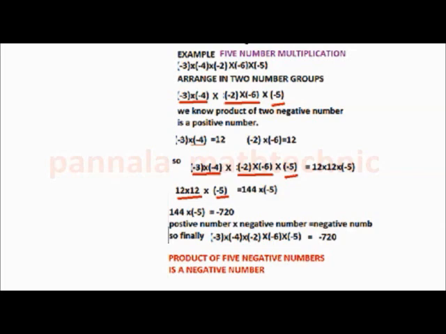Now 12 multiplied by 12 multiplied with minus 5. So now 144 multiplied with minus 5. It is a positive number multiplied with a negative number. So it becomes minus 720. We know that a positive number multiplied by a negative number results in a negative number. So the product of 5 negative numbers is a negative number.